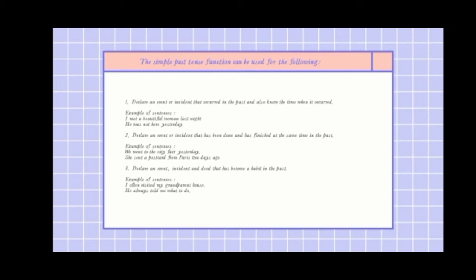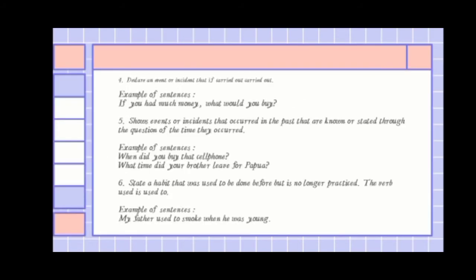Third, to declare an event or incident that became a habit in the past. Example sentences: I often visited my grandparents' house. He always told me what to do. Fourth, to declare an event or incident that is conditional. Example sentence: If you had much money, what would you buy?